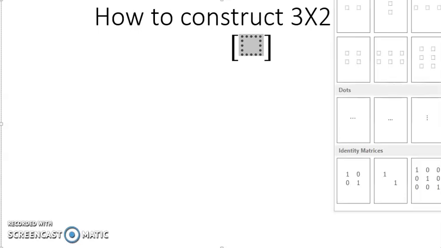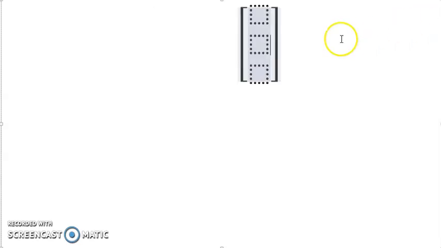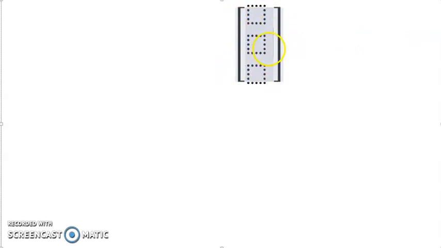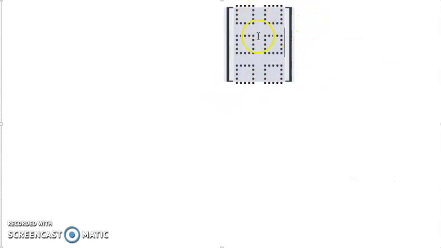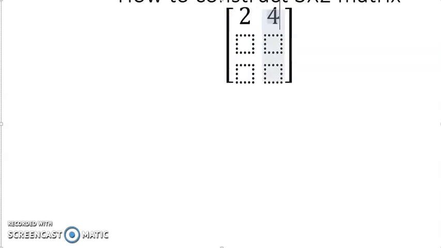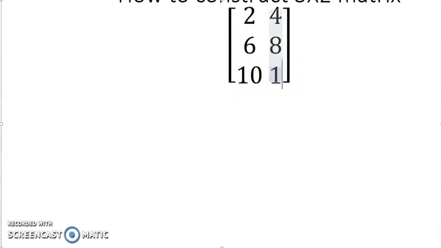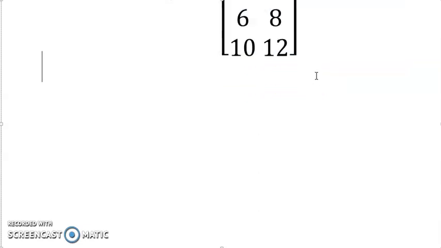So we need 3 rows, right? So this is the first row, this is the second row, and this is the third row, and we need 2 columns. So when we see vertically, we find only 1 column. Now if I take this, then we will get 2 columns and 3 rows. Okay, and now let me put in 2, 4, 6, 8, 10, 12.